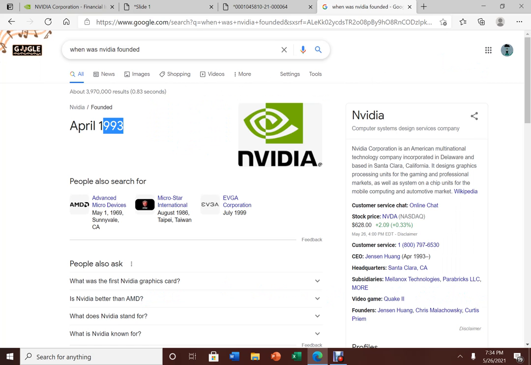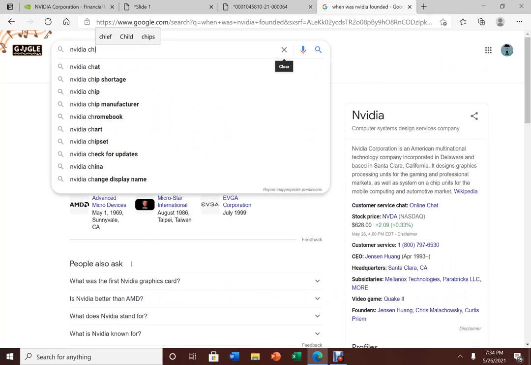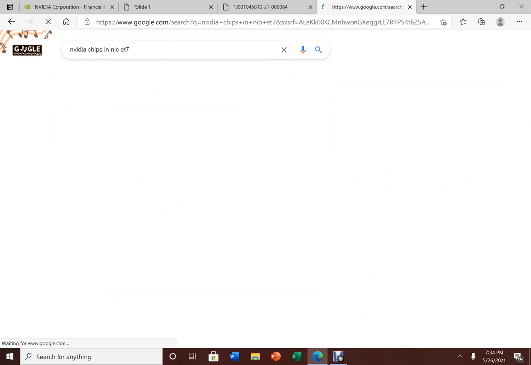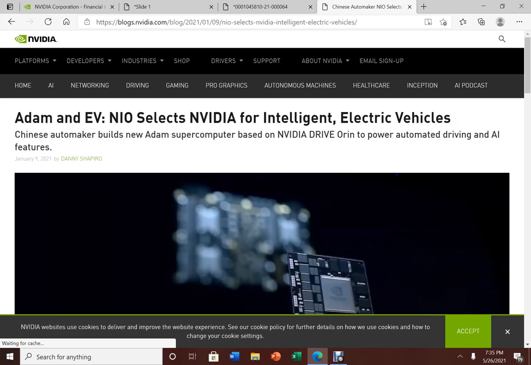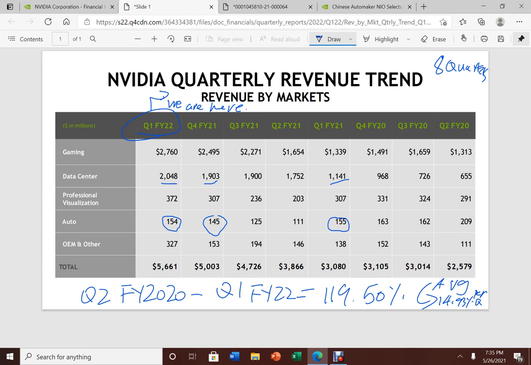We know not that long ago, NVIDIA chips went into the NIO ET7. For those that are not familiar, NIO is an electric vehicle company out in China. They released their very first sedan, and they picked NVIDIA's chip inside. So I think autos, in my opinion, is going to be the big growth driver.